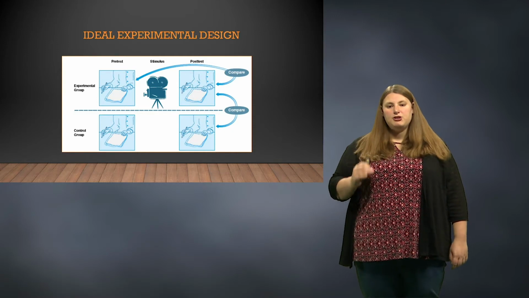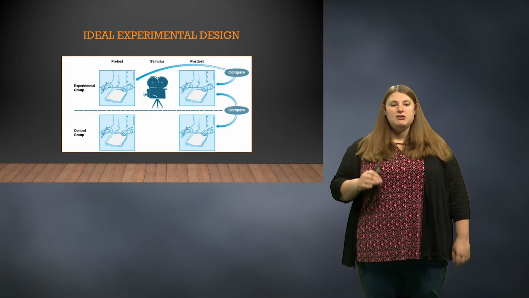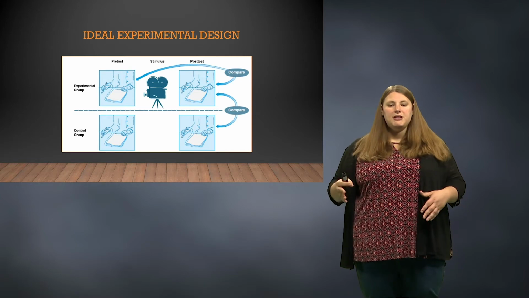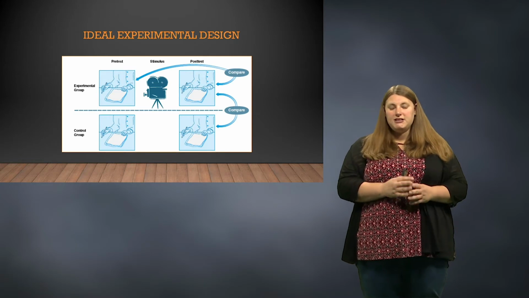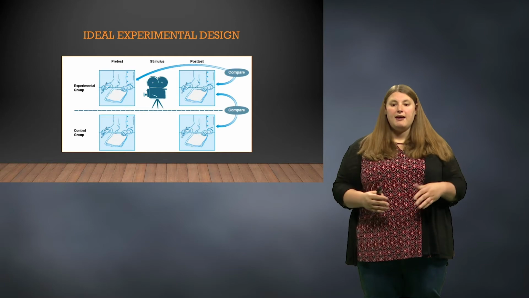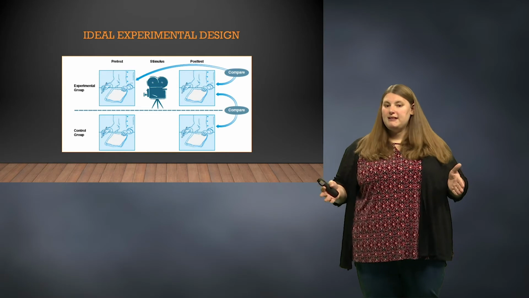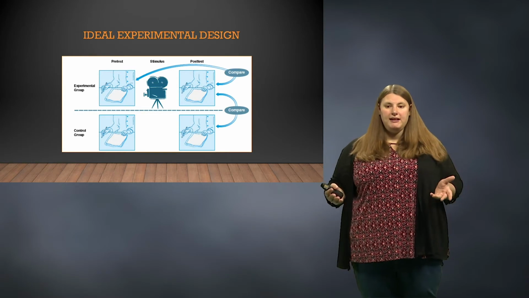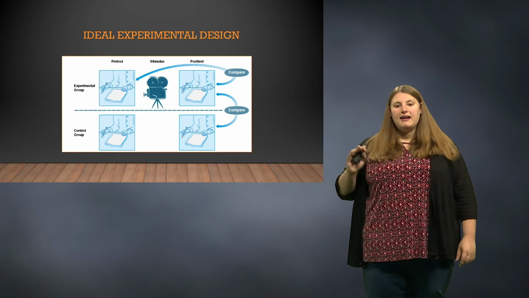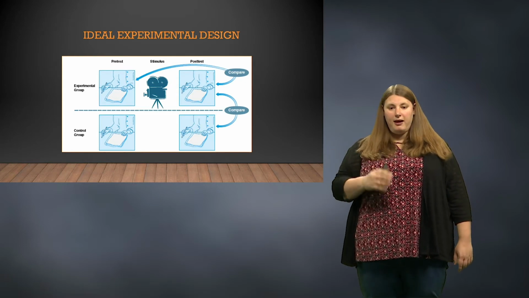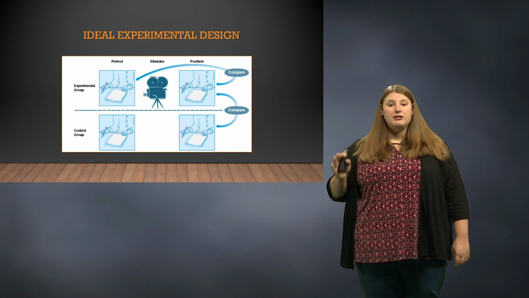The advantage of the true experimental design is shown with these two blue arrows. Researchers can compare experimental group changes in two ways. First, they can compare post-test values to pre-test values. Has the movie made a difference? Second, they can compare post-test values of the experimental group to the post-test values of the control group.